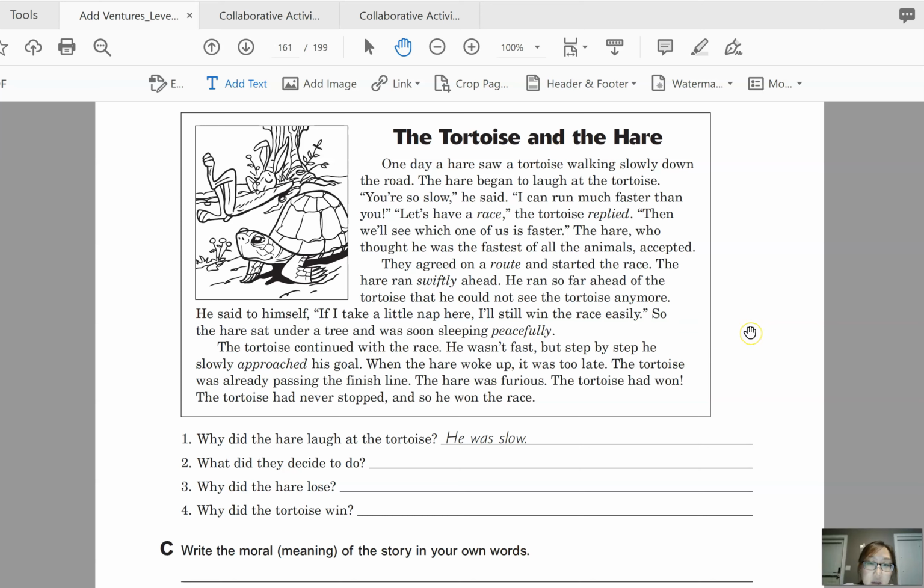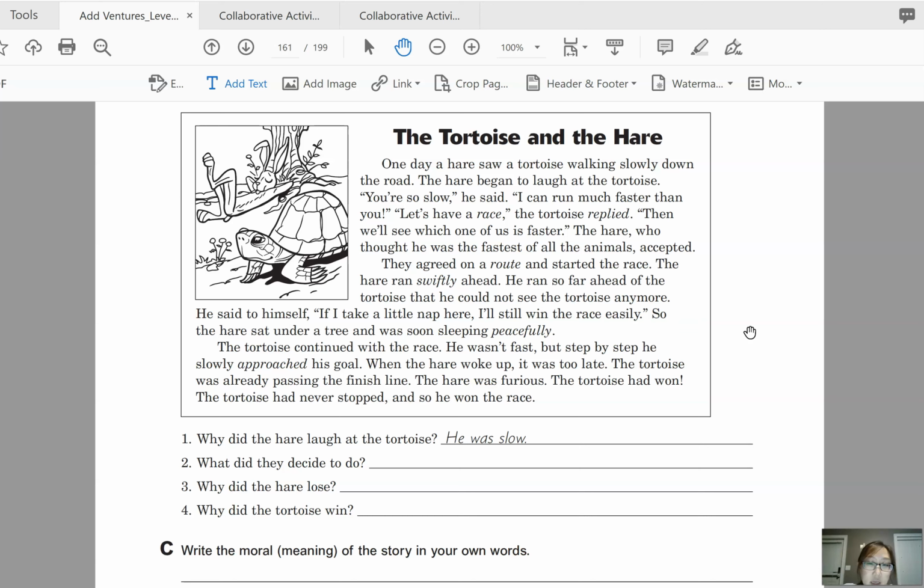One day, a hare saw a tortoise walking slowly down the road. The hare began to laugh at the tortoise. "You're so slow," he said. "I can run much faster than you." "Let's have a race," the tortoise replied. "Then we'll see which one of us is faster." The hare, who thought he was the fastest of all the animals, accepted. They agreed on a route and started the race.